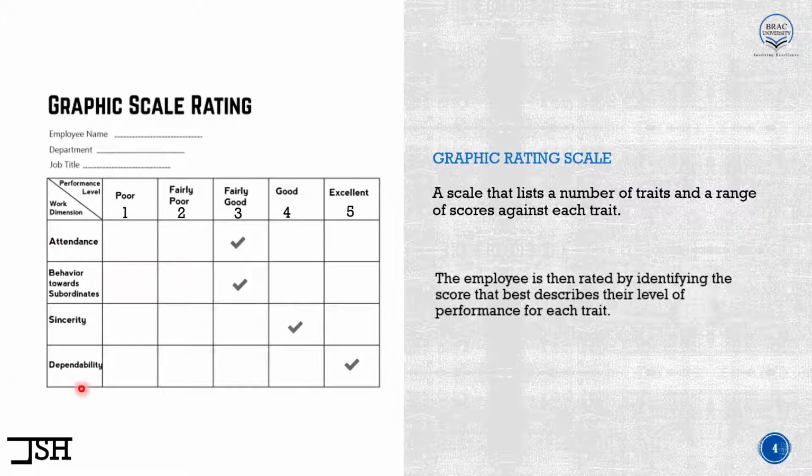For example, the first trait is attendance. With regards to attendance, we are going to score that employee out of 5. If the attendance is really poor, we are going to give that employee 1. If it's fairly poor, then 2. If it's good, then 3 and so on. As you can see, the employee got 3 in attendance. Similarly, in the same manner, that employee was scored in all the other characteristics, as you can see here.